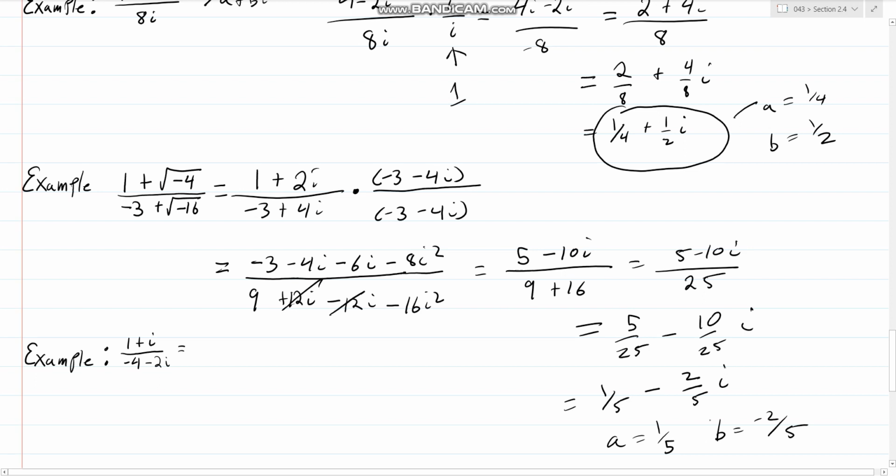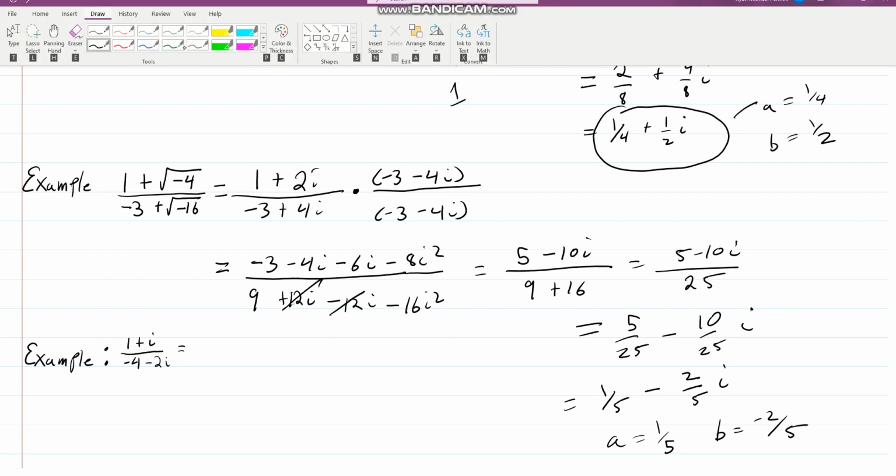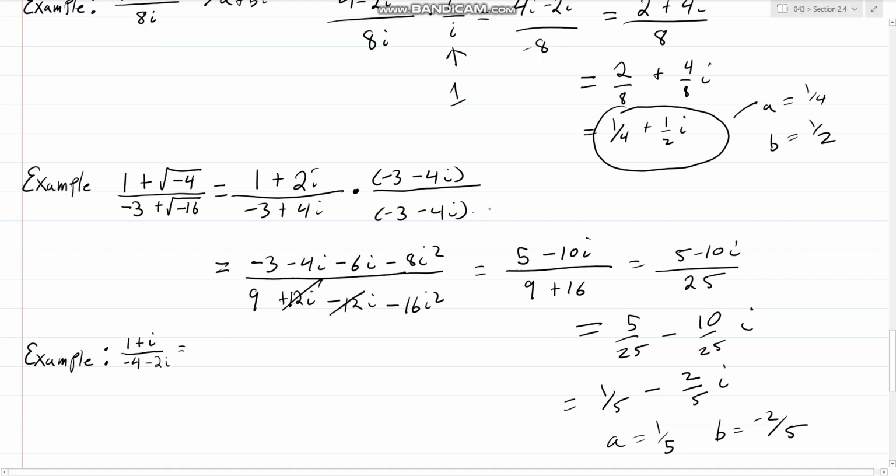Okay. Well, that should be enough for this video, but a lot of steps there, but it's all about doing the complex conjugate. That's what we're trying to do. We use the complex conjugate, which is just the opposite sign in the middle there. And that's how I got that.